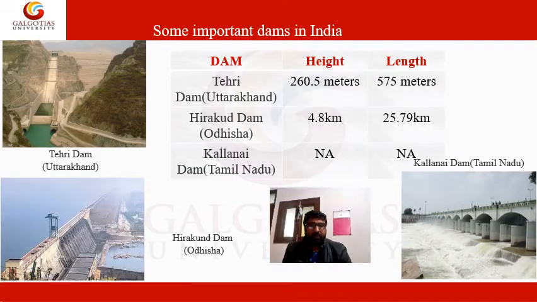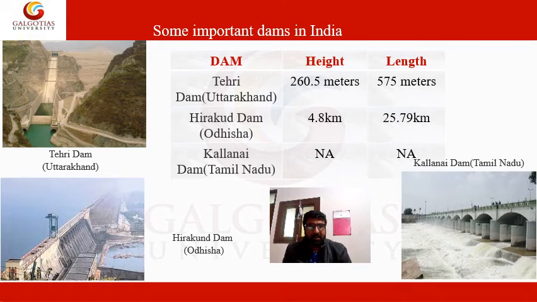Okay, so three important dams from India are listed here. The first one is Tehri Dam. It is the tallest dam in India, and it is over the Bhagirathi River. The other one is Hirakud Dam, and its length is very large. It is 25.7 kilometers, in Odisha. These two dams are for multiple purposes. Apart from blocking the unwanted river flow in the reservoir, they also provide water for irrigation, and electricity is also generated from these dams.